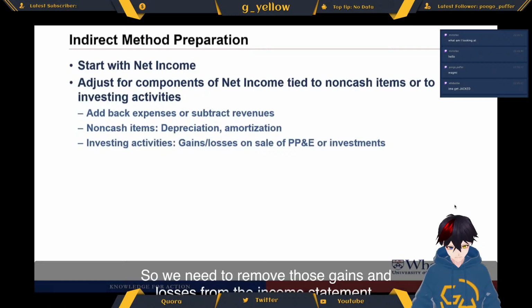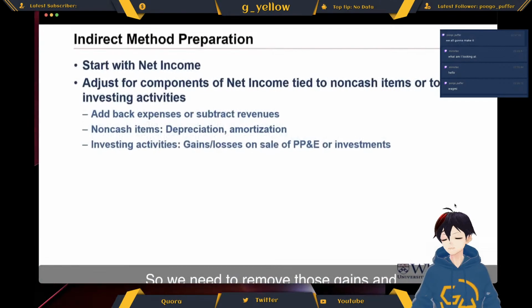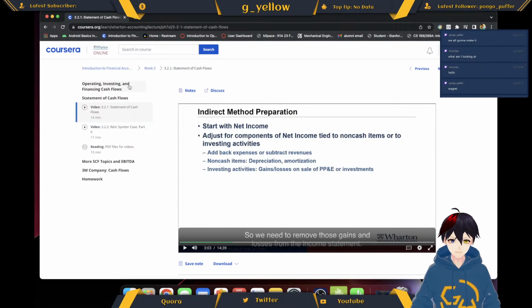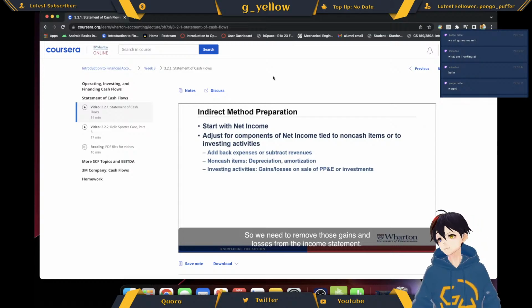Hello, Mirabik. You're looking at Introduction to Financial Accounting from University of Pennsylvania, Wharton, where our dear President Trump graduated from.